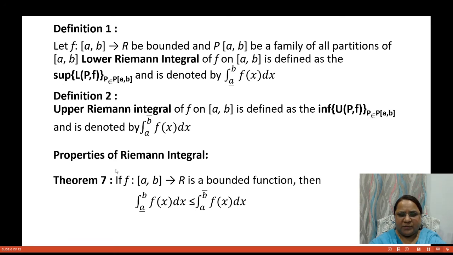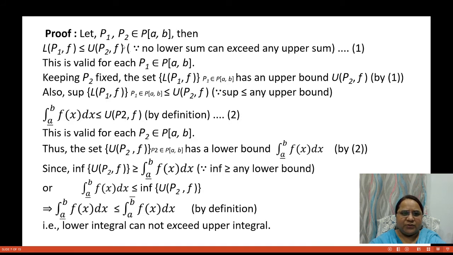Now we have the properties of the Riemann integral. Theorem 7: if f is a mapping from [a,b] to R, a bounded function, then the lower Riemann integral is always less than or equal to the upper Riemann integral, which we have to prove now. So let us take two partitions P1 and P2 belonging to P[a,b]. Then, by the properties, L(P1,f) is always less than or equal to U(P2,f), because no lower sum can exceed any upper sum.